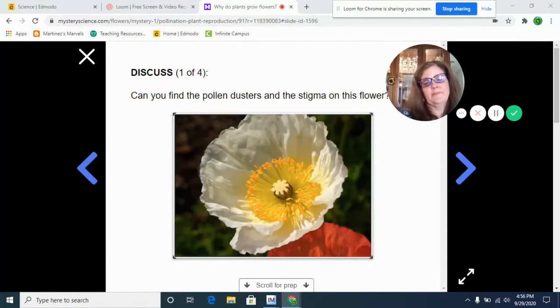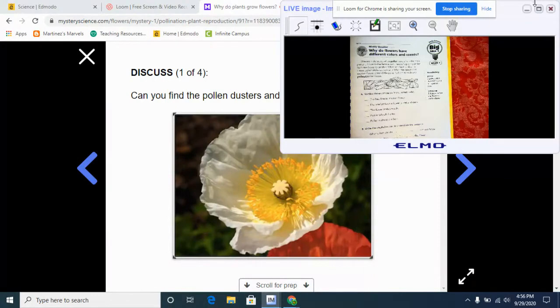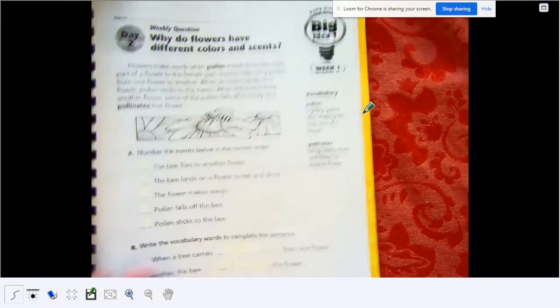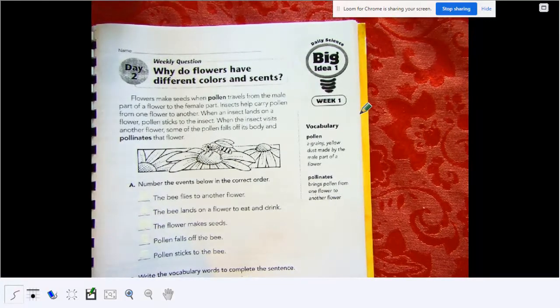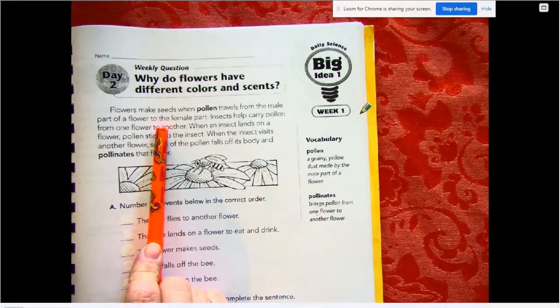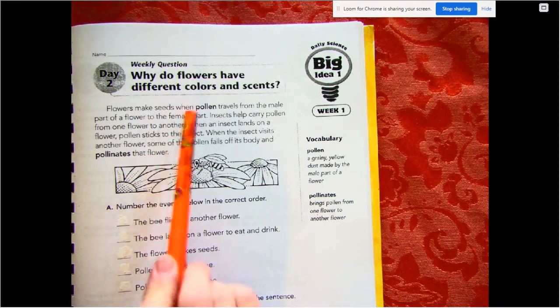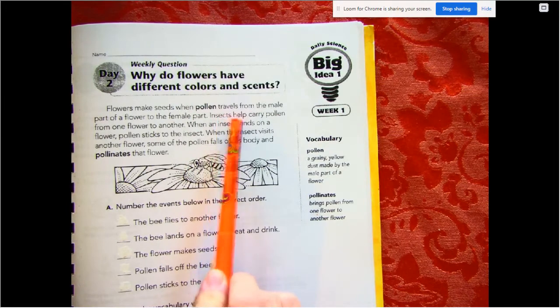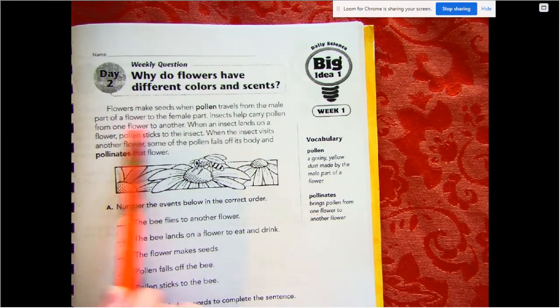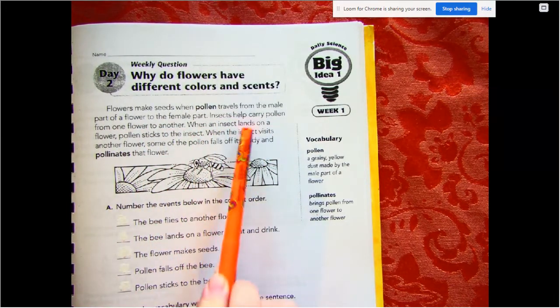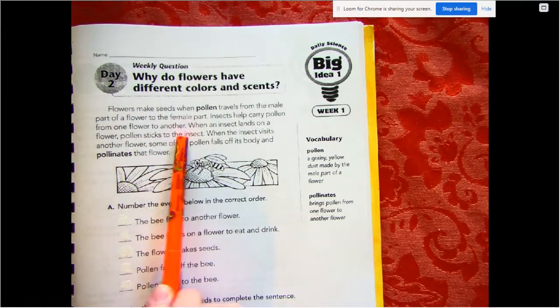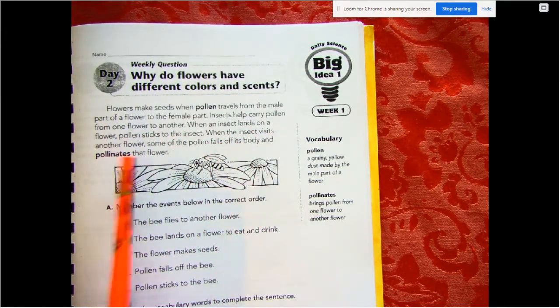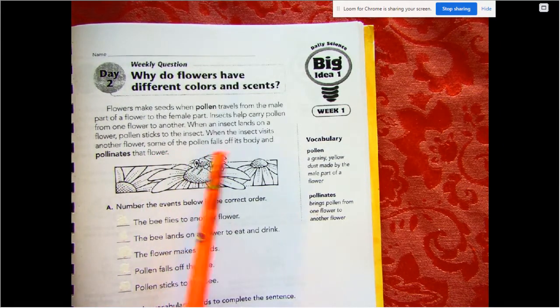All right. Let's go back to our book. Let's look at this one. It says, why do flowers have different colors and scents? We'll read this little paragraph right here. Flowers make seeds when pollen travels from the male part of a flower to the female part. Insects help carry pollen from one flower to another. When an insect lands on a flower, pollen sticks to the insect. When the insect visits another flower, some of the pollen falls off its body and pollinates that flower.